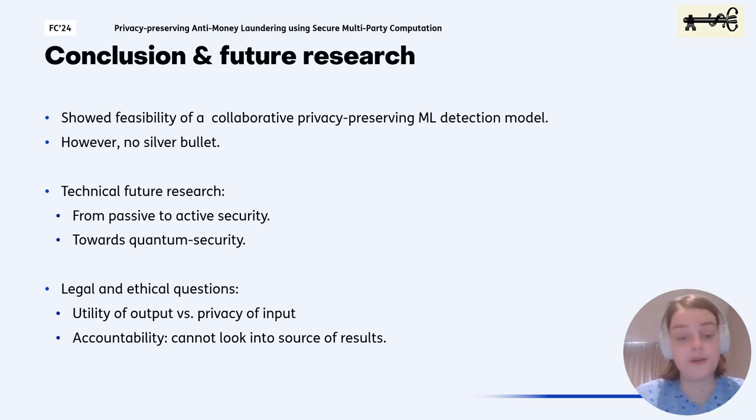Another question is accountability. So of course you cannot look into the source of the result. So if you get a high score, for example, you cannot see where it exactly came from, which can be a problem in these detection mechanisms, of course. So somehow you would need some legal framework around it to, for example, be able to look into the source of certain important results.